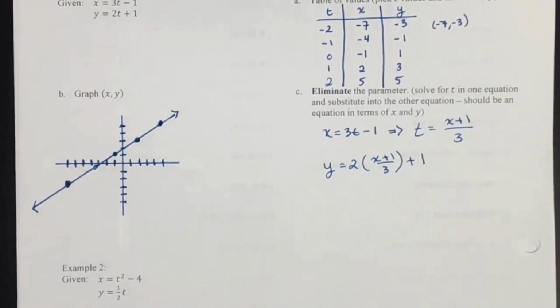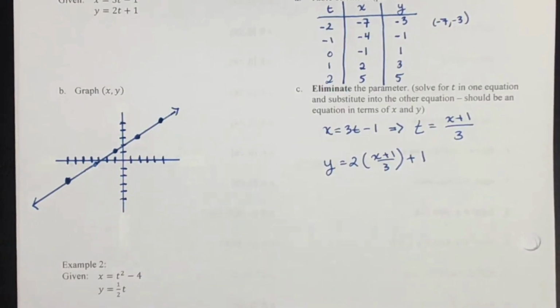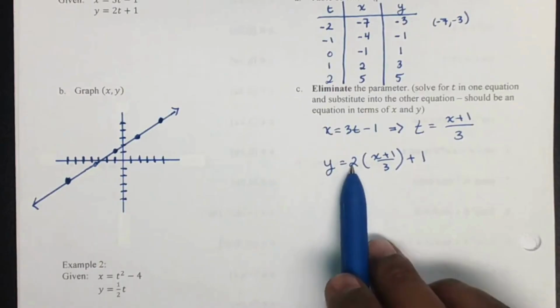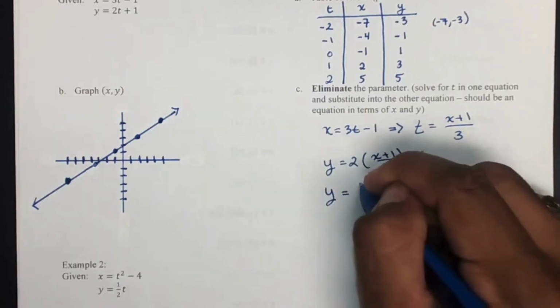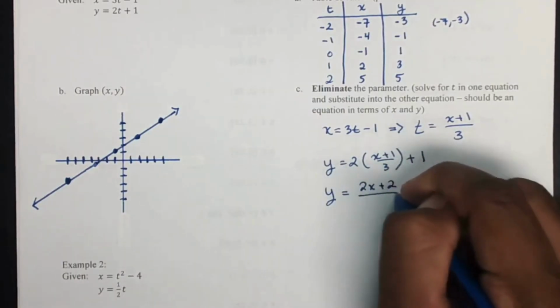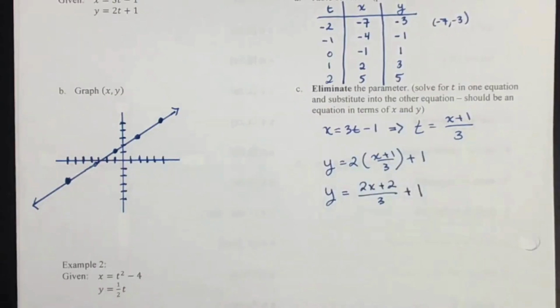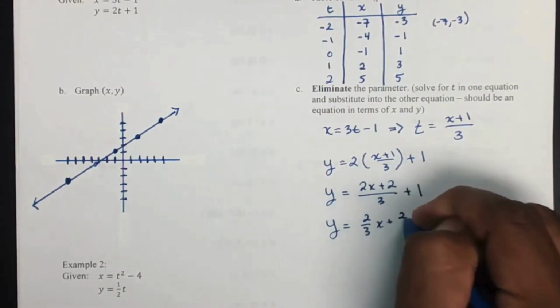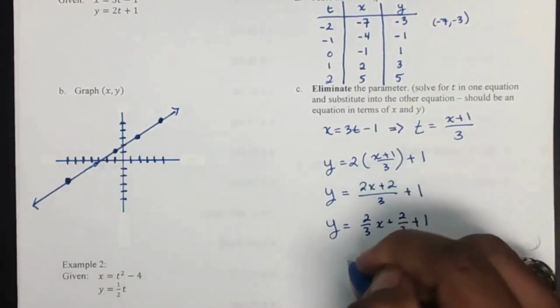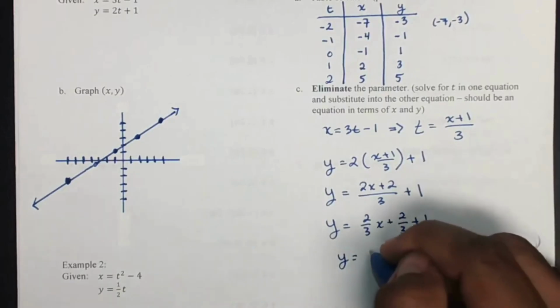And then now I'm going to get this into slope-intercept form just to know what it looks like, and it's a little easier to deal with. So I'm going to distribute the 2 into there and get 2x plus 2 all over 3, which might be easier to see as 2/3 x plus 2/3 plus 1, which is 1 plus 2/3 is 5/3.